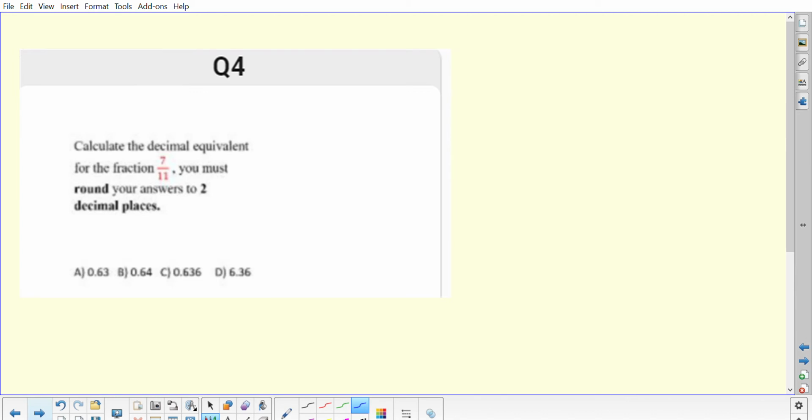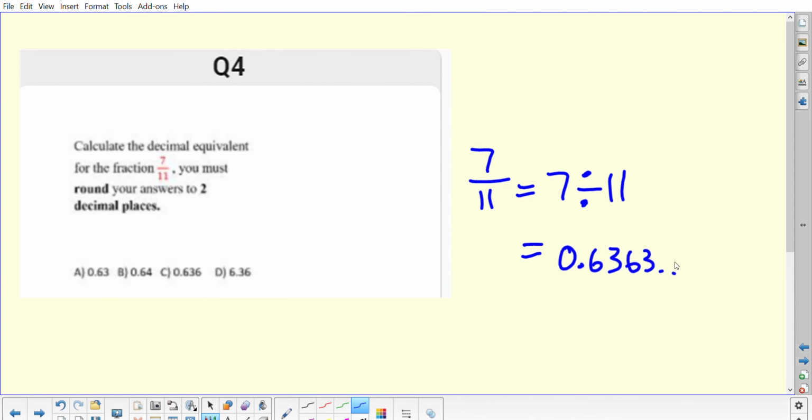For this one here, you could use a calculator to calculate the decimal equivalent. You could do it without the calculator, but because it's saying you must round your answer to 2 decimal places, you know it's not going to work out exactly. So on the calculator, if you do 7, so always the top number, and then this is your dividing line, 7 divided by 11, you would get 0.6363, it goes on and on.